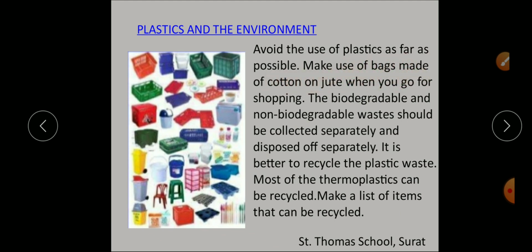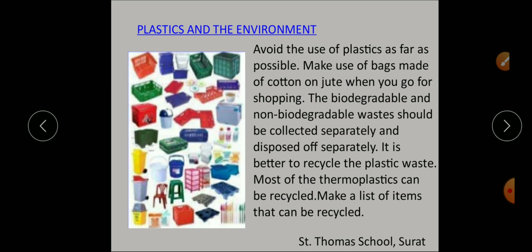Make use of bags made of cotton or jute when you go for shopping instead of using the polythene bags. Right? The biodegradable and non-biodegradable waste should be collected separately and disposed of separately. It is better to recycle the plastic waste. Most of the thermoplastics can be recycled. So make a list of items that can be recycled. Understood? Make a list of items which can be recycled.